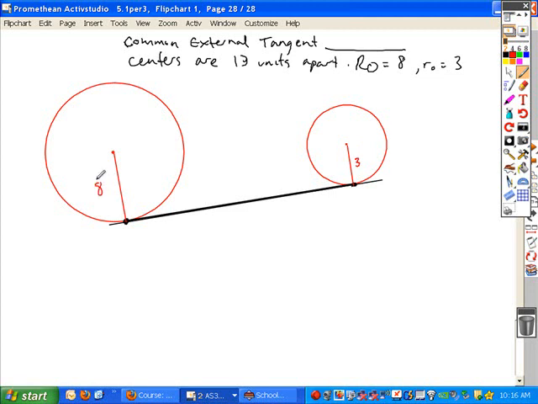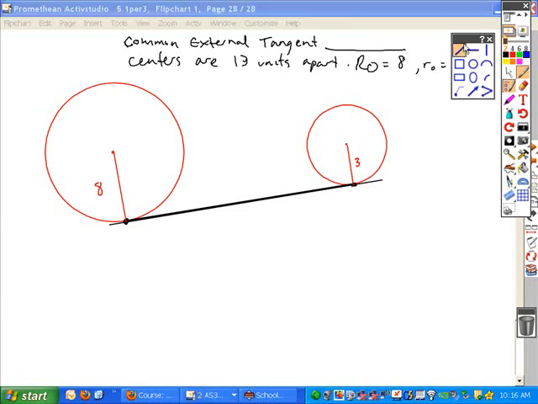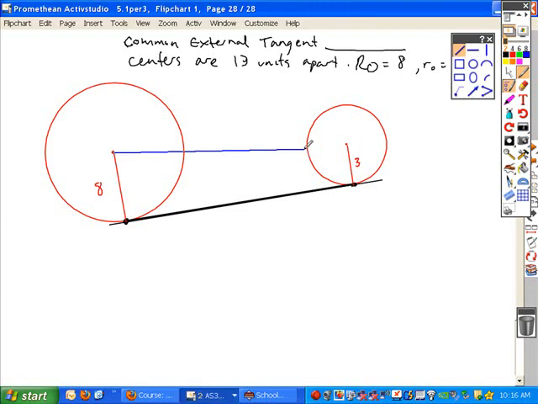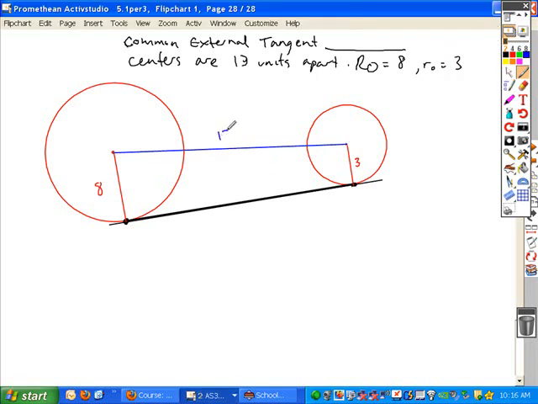and you are again told that the distance of the centers from one another is 13 units. Okay, and you want to find what is the length of that common external tangent.